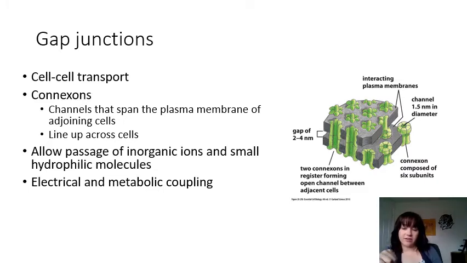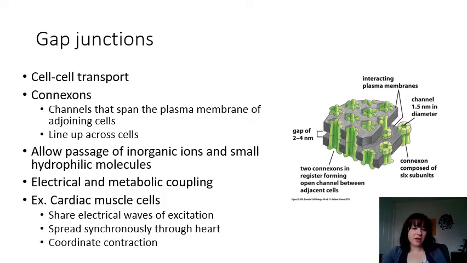So electrical signaling that needs to travel quickly through cells can be facilitated by gap junctions, as well as metabolic coupling. And what I mean by metabolic coupling is, say you have a metabolic intermediate that is needed in one cell. If it is connected to another cell by a gap junction, there's potential for that molecule, that metabolite, to travel from one cell to the other and help that cell.